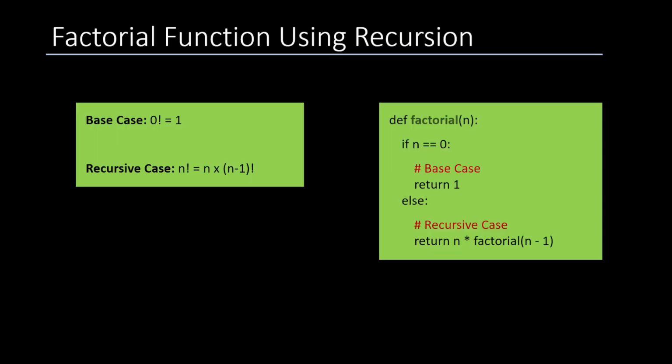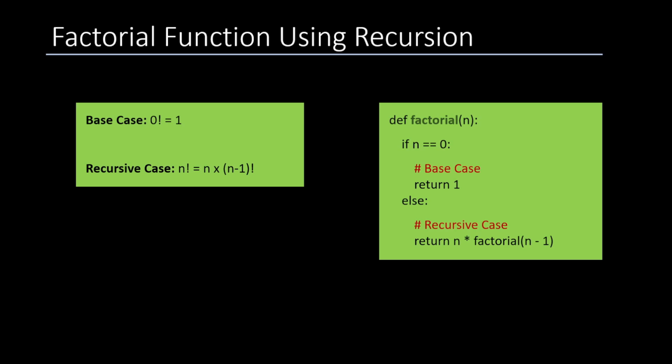In Python, the typical way to define a recursive function is by using a conditional statement to check for the base case. If the base case is met, the function stops calling itself and returns a value. Otherwise, it calls itself recursively with a smaller input. For example, if n is equal to 0, we return 1, which is the base case. Otherwise, we execute the recursive case by returning n times factorial of n minus 1.